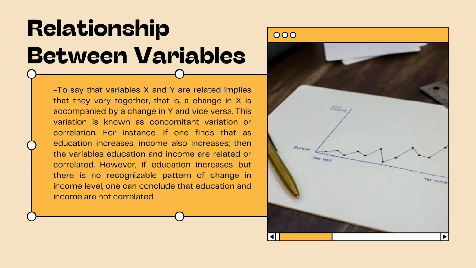Like in this example, let's say a researcher studies the relationship between education and income level. If the education level increases, the income level also increases. Then the variables education and income level are considered to be related or correlated. However, if the education level increases but there is no recognizable or noticeable change in income level, then education and income are not considered to be correlated.